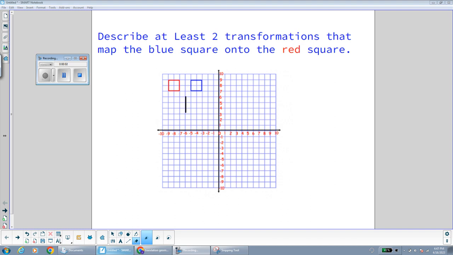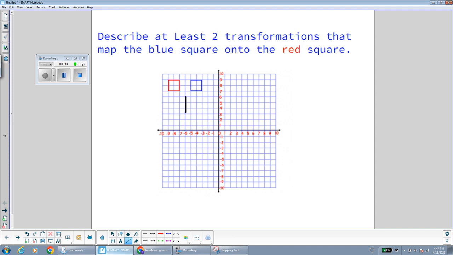In this video, we're going to talk about translations. Before we get started, let's do this question together. We are trying to map the blue square onto the red square. One way we can do that is with a reflection. Remember, our reflection is a mirror image with equal distances on both sides of the line of reflection.